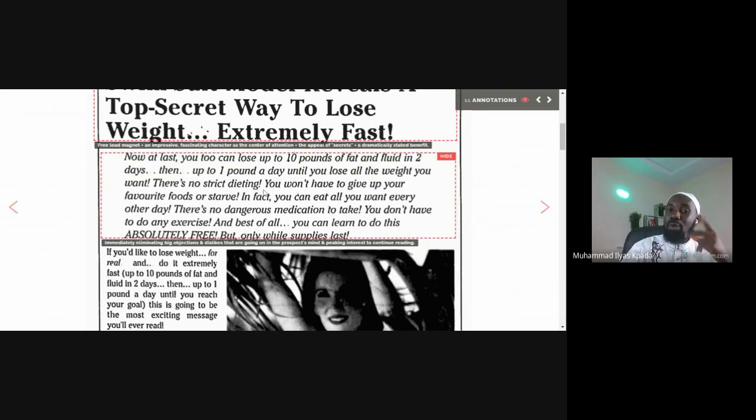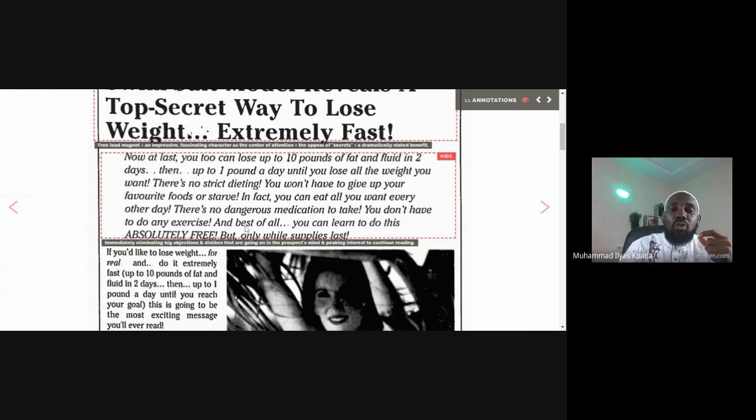Everybody knows that if you want to lose weight, they will talk about a strict diet. You don't have to give up your favorite food or starve. They know that people are complaining they don't want to give up their diet. In fact, you can eat all you want every other day. There are no dangerous medications to take. You see, you qualify this medication with "dangerous," which is a pain, right?